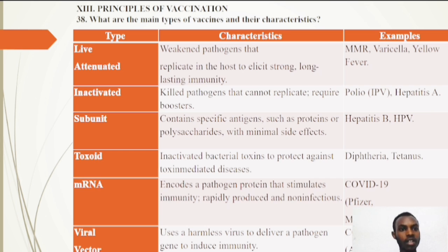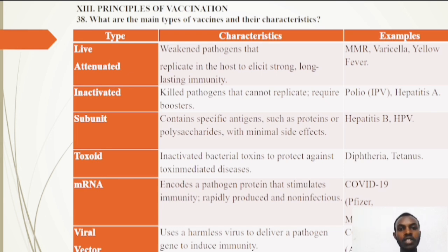So, inactivated vaccines: those are vaccines that are in the body but are not activated. The characteristics: there is killed pathogen that cannot replicate, and they require boosters. Actually, it is like killed pathogen in your body. So for them to work, they will require boosters or enhancers. For example, there are polio vaccines and hepatitis A vaccines.